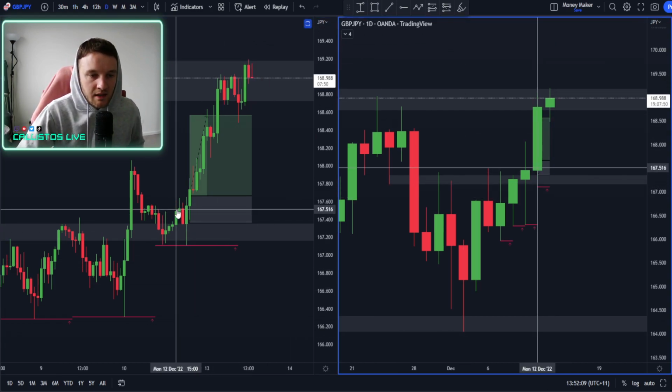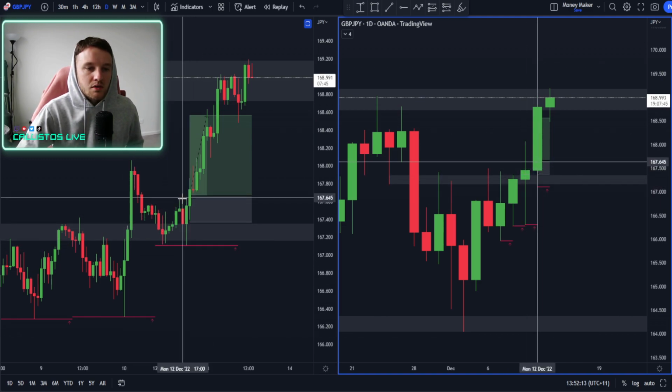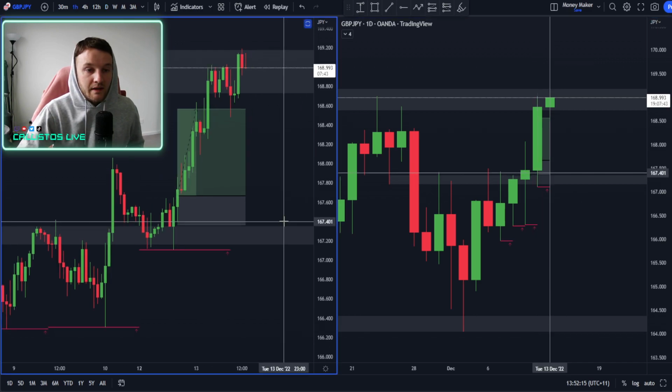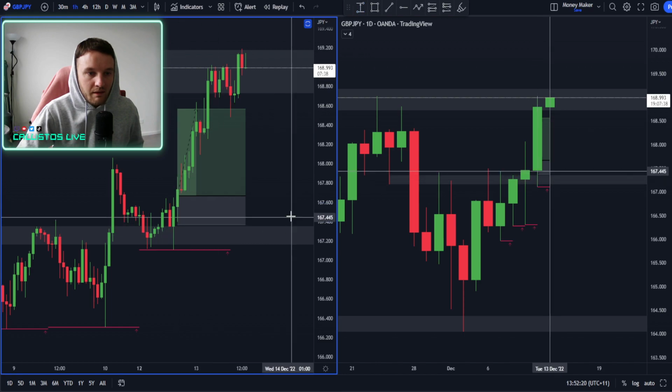But you can see that it did wick down right below these previous wicks for the day. Boom, spiked out of them, closed bullish, decently strongly bullish. And then this next 1 hour candle where I entered, it came down and made its bottom wick of around about 15 pips.